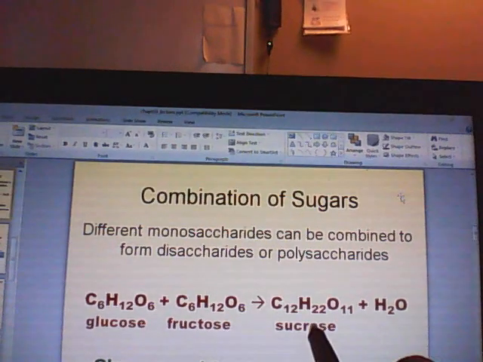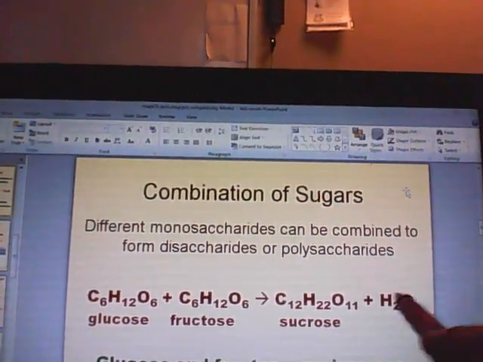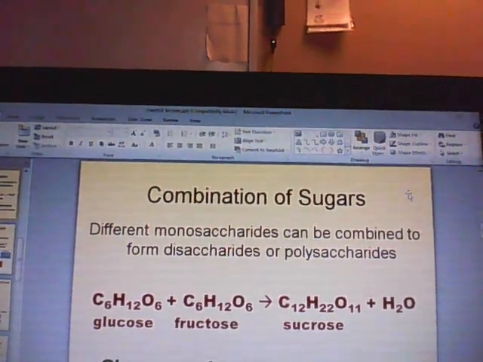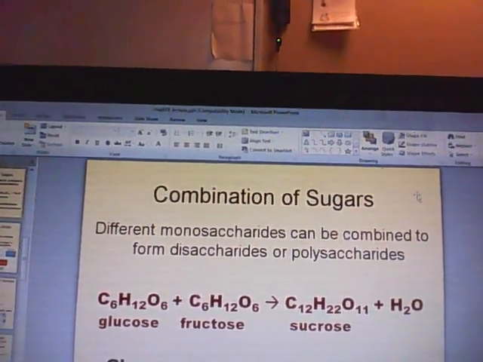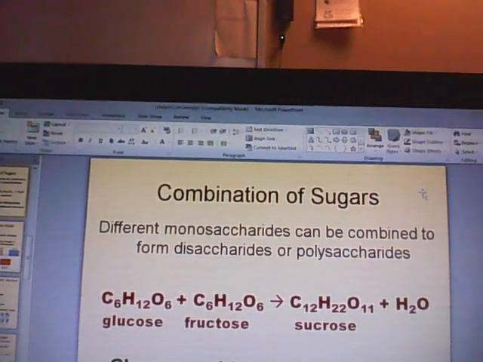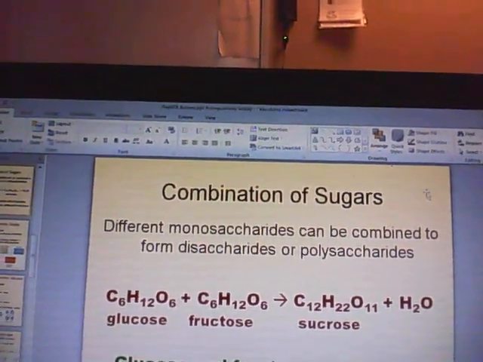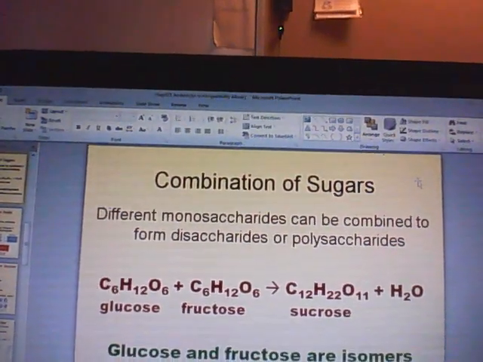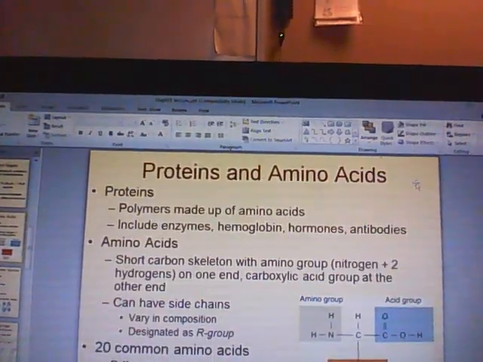Another thing I need you to know is that all sugars end in OSE. So anytime you see that ending, you know that it's a sugar. So glucose, fructose, sucrose, maltodextrose, maltose, dextrose, sucralose, all of those names that you see on the back of your labels. Anything ending in OSE is a sugar.